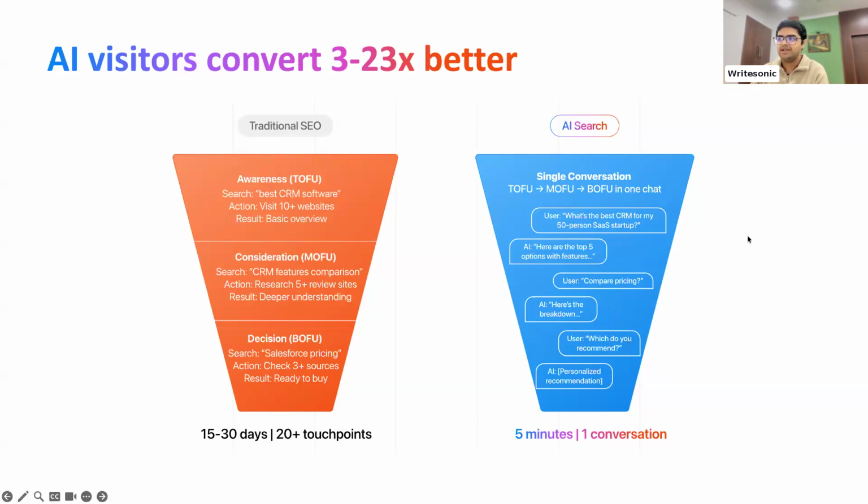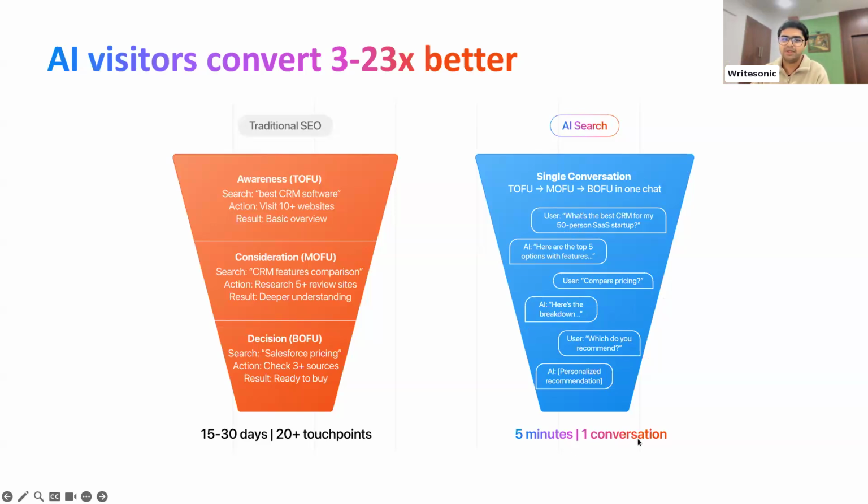Same thing with AI search. The funnel changes totally. It's one single conversation where top, middle, and bottom of the funnel happen in one chat itself. And so the user is asking very specific, direct queries like, what's the best CRM for a 50-person SaaS startup? They get certain recommendations, and then they ask, okay, compare the pricing of all of these solutions. ChatGPT or whatever model gives you the response there, and then they continue that chat.